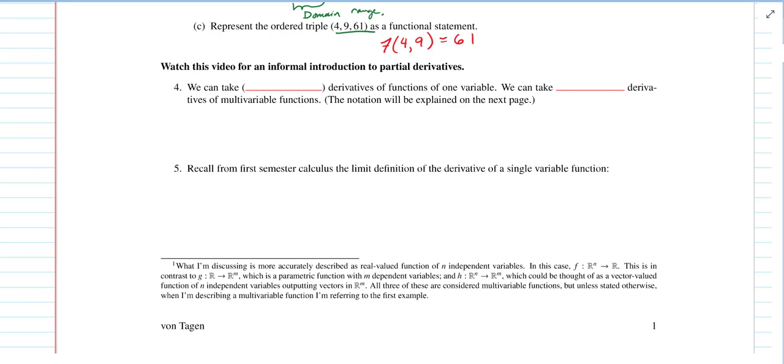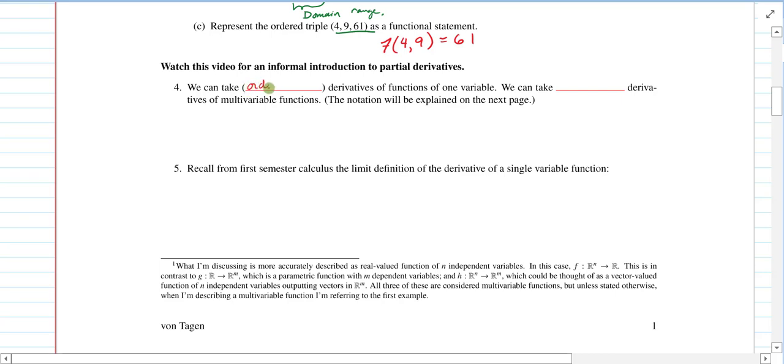So folks, in the last video, we learned what a multivariable function was, and now we're going to learn how to take partial derivatives of those multivariable functions. So to compare and contrast slightly, we take ordinary derivatives of functions of one variable, and there are many types of derivatives, but we can take partial derivatives of multivariable functions. And let's just look at the notation real briefly.